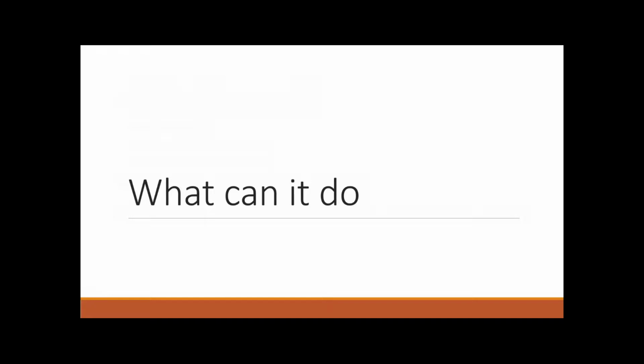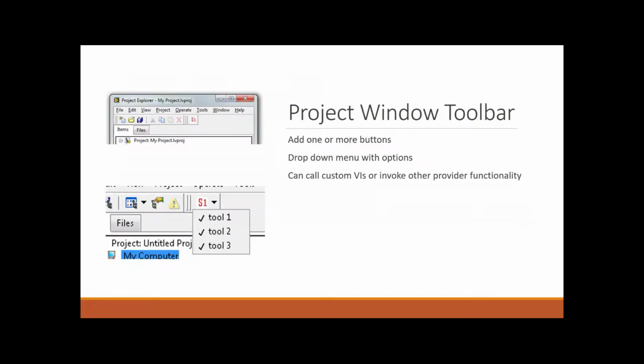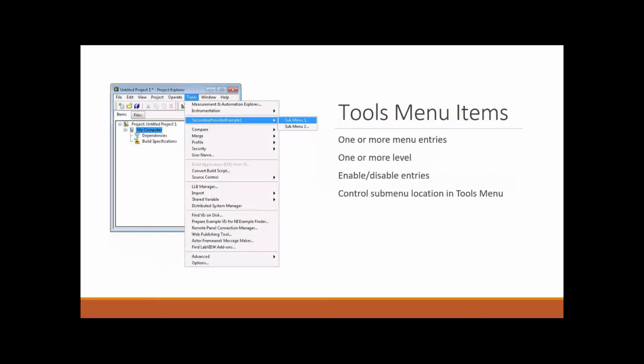So, what can it do? What can you do with this framework? You can add little buttons to your toolbar in your project so that as you're developing, you can have quick access to different tools or functions. You can have drop-down tools, you can have buttons, whatever. When you press these buttons, it'll run your own custom piece of code or trigger other parts of the framework. You can add items to the tools menu. Now, a lot of you might say, hey, you can do this without project providers.